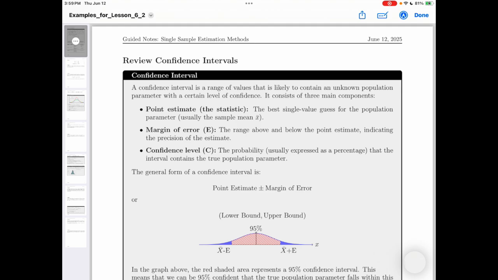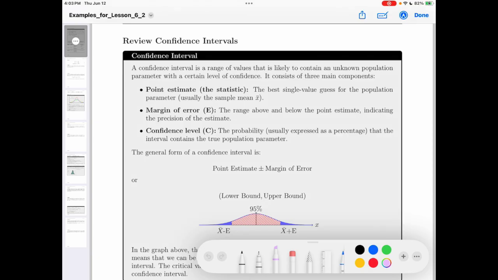We're going to move from talking about the concept of confidence intervals to actually calculating them. We're going to learn how to determine the margin of error, how to construct different types of confidence intervals, such as the z-interval. We're going to talk about a t-interval, and then we're also going to talk about the z-interval for proportions.